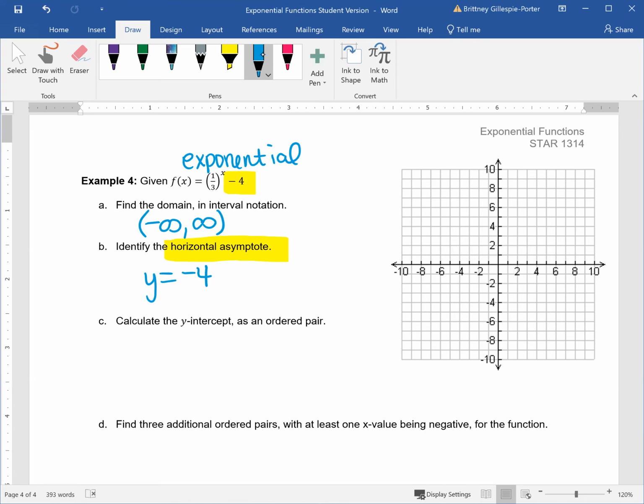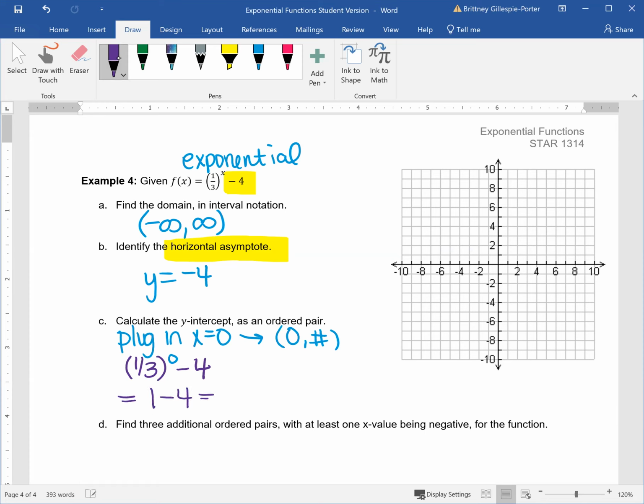To calculate the y-intercept, remember that we plug in x equal to 0 because our y-intercept is in the form 0, some number. Plugging in, we're going to have 1/3 to the 0 minus 4. Remember, anything to the 0 is 1. Minus 4 gets us -3. So our y-intercept is 0, which we plugged in for x, comma, -3. Don't forget your parentheses around your ordered pair.